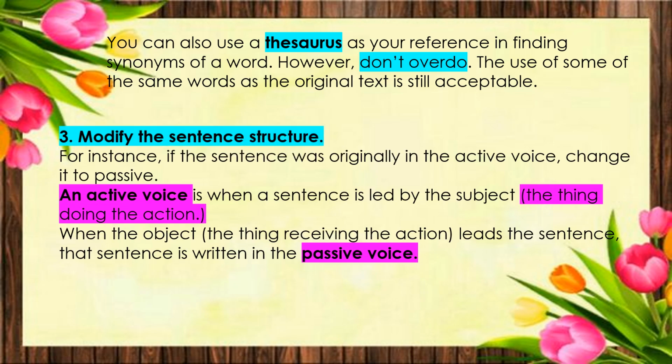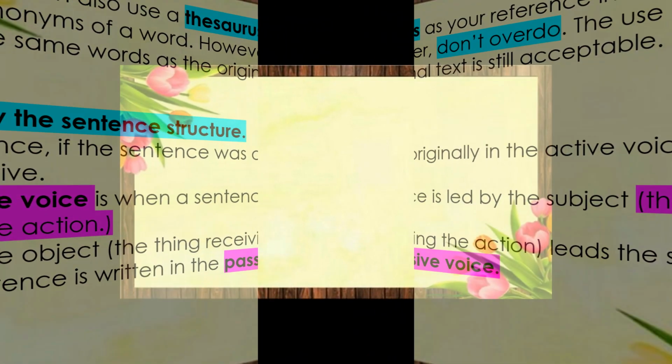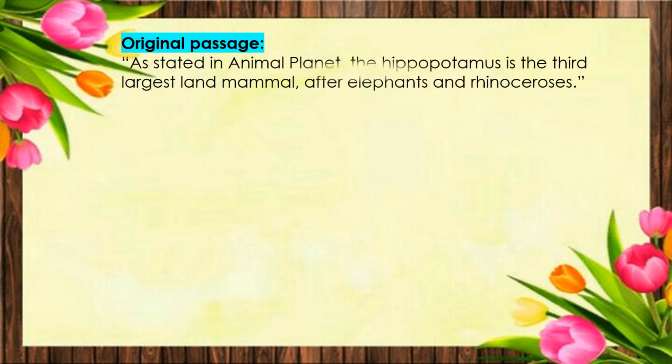Number 3, modify the sentence structure. For instance, if the sentence was originally in the active voice, change it to passive voice. An active voice is when a sentence is led by the subject, or the thing doing the action. And when the object, or the thing receiving the action, leads the sentence, it is written in the passive voice.